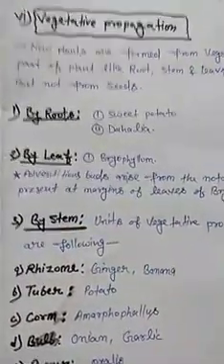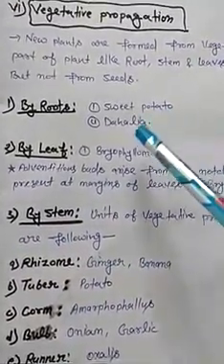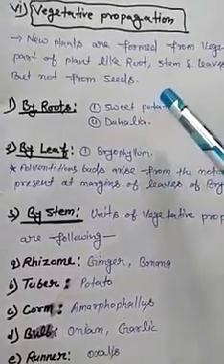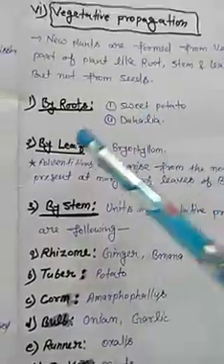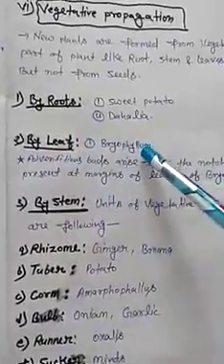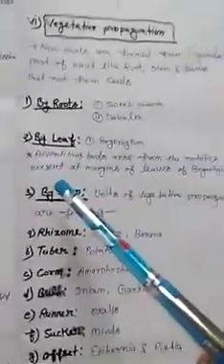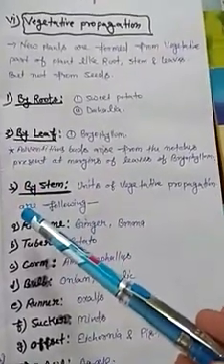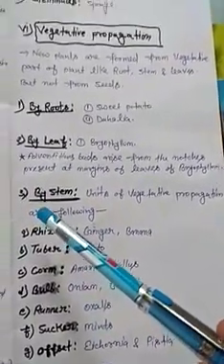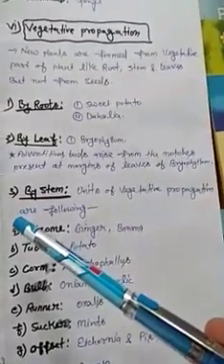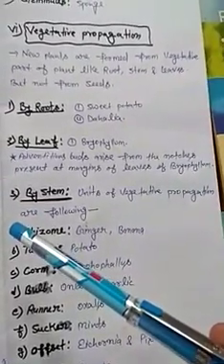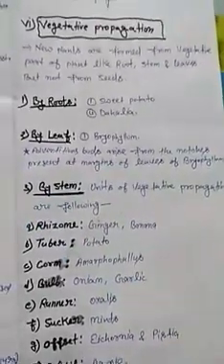By roots, examples are sweet potato and dahlia. By leaf, example is bryophyllum. Adventitious buds arise from the notches present at the margin of the leaves of bryophyllum.